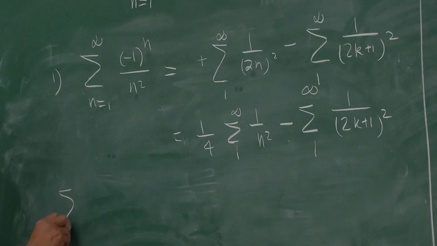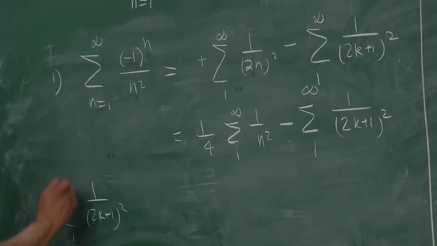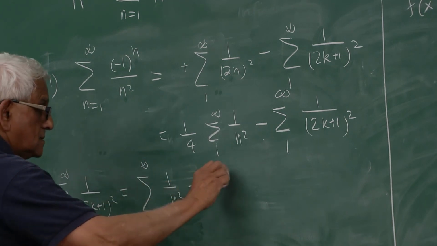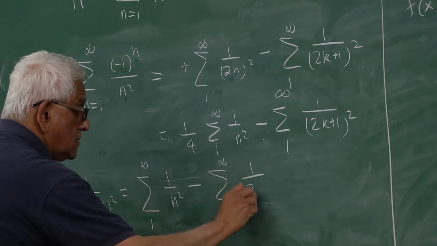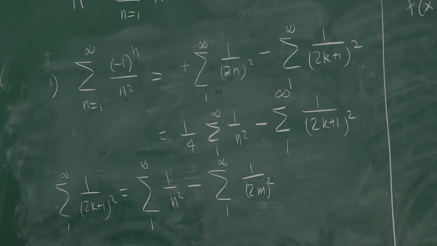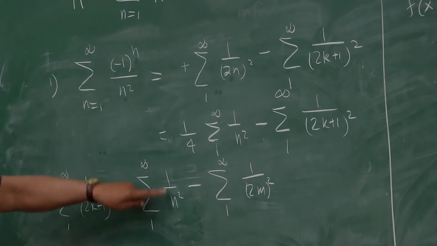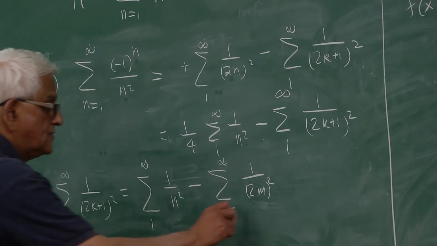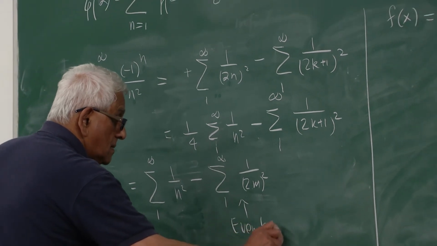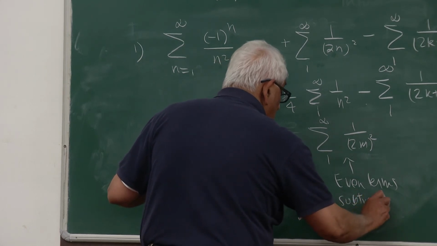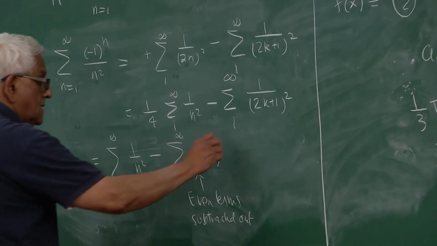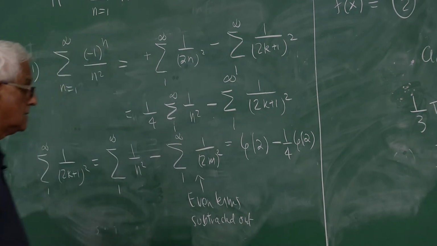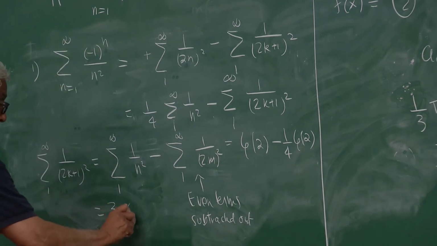Now let us look at summation 1 upon 2k plus 1 squared, 1 to infinity, which is equal to summation 1 upon n squared, 1 to infinity, minus summation 1 to infinity 1 upon 2m squared. So what have we done here? Again, we have said this thing has all the even and odd. If I subtract out the even, then I am left with this. So the even terms are subtracted out. But this thing is zeta of 2 minus 1/4 zeta of 2. So that means that this term is 3/4 zeta of 2.